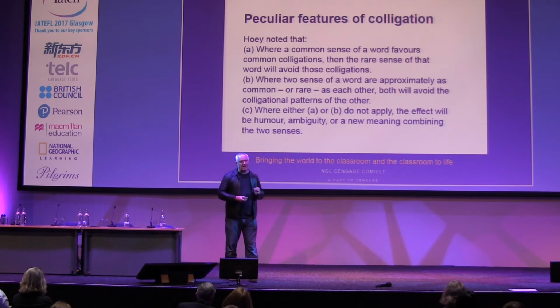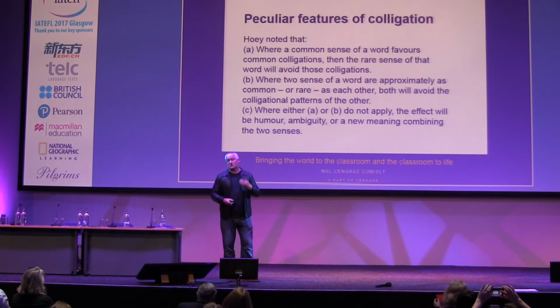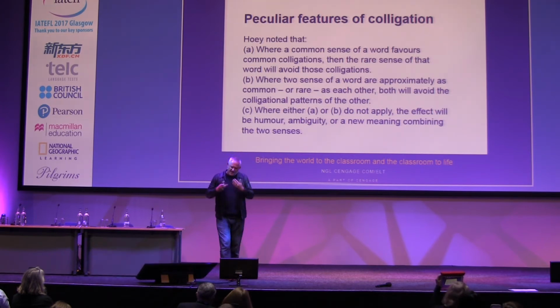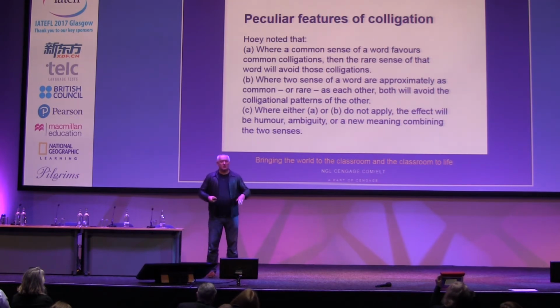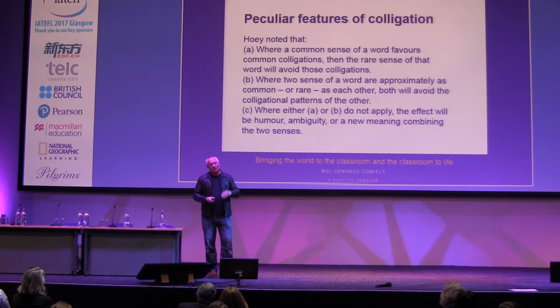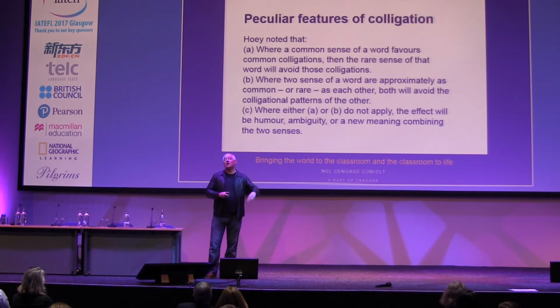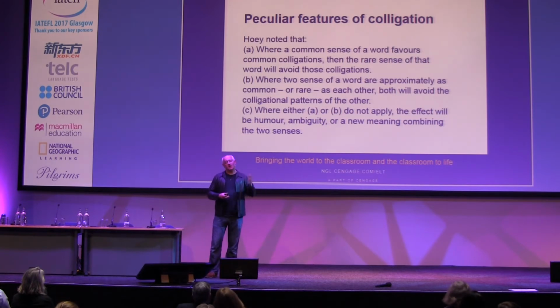There's also, I think, particular kinds of features of colligation which make life slightly more complicated, both for users and for teachers of English. And again, it's something that Michael Hoey notes, that basically when you've got words which have more than one meaning, which is, let's face it, pretty much every word in the English language, the most common sense of the word will favour particular kinds of grammatical patterns. It will operate with particular kinds of syntactical, grammatical features around it. And in the same way, the less frequent or less common meaning of that particular word will avoid those colligations. It will operate differently grammatically.